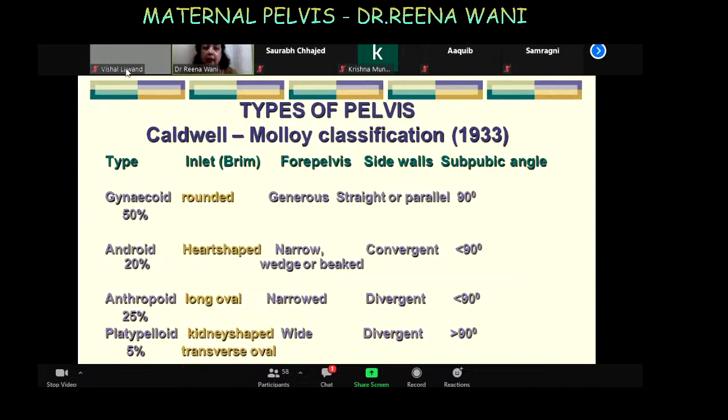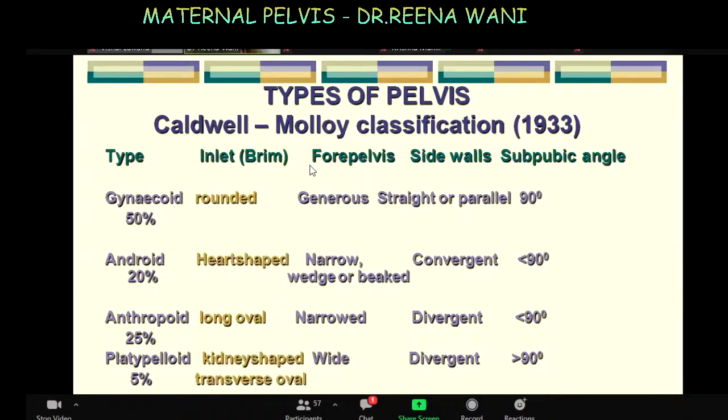Remember the number 4. There are 4 planes, there are 4 diameters, and there are 4 types of pelvis. Now, in these 4 types of pelvis, the common types are gynecoid, android, anthropoid, and platypelloid, which, if translated in layman's language, would be female type pelvis, male type pelvis. Anthropos means ape-like, and platypelloid is transversely flattened.